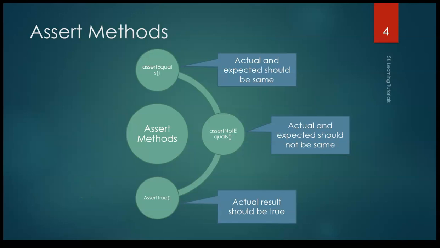Now let's move to the next method, which is assert false. Assert false is the opposite of the assert true method. In the case of assert false, you have to specify one condition which must return a Boolean value. If the Boolean value is false, then the assertion passes and the test case passes. And if the Boolean value is true, then the assertion fails and the test case is marked as failed.